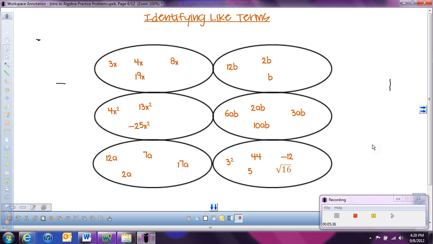So really what's important when you're identifying like terms is you need to look at the variables and what power they're raised to. Variables that are raised to the same power are going to be terms that are like terms. So when you're identifying like terms, put together terms that have variables to the same power.